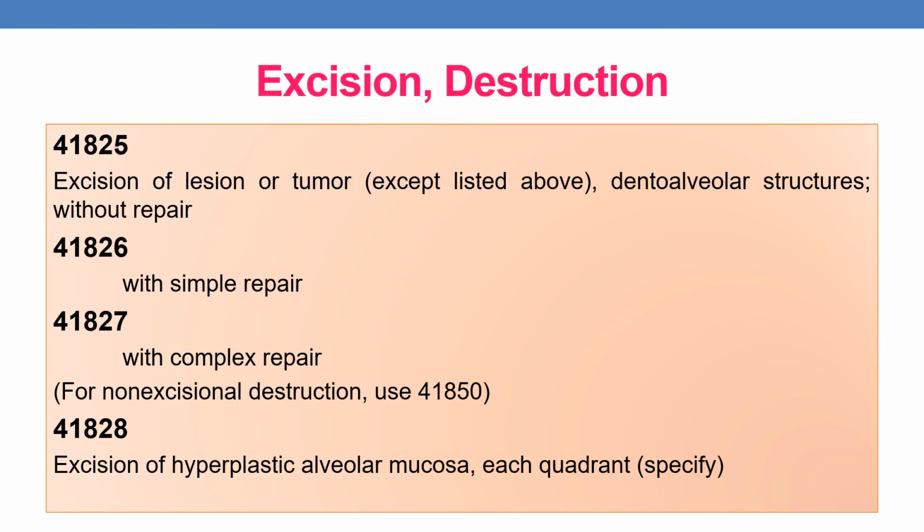If it is done with simple repair, the CPT is 41826. If it is done with complex repair, the CPT is 41827. And for non-excisional destruction, you need to use 41850. The next CPT is 41828. It deals with excision of hyperplastic alveolar mucosa each quadrant.